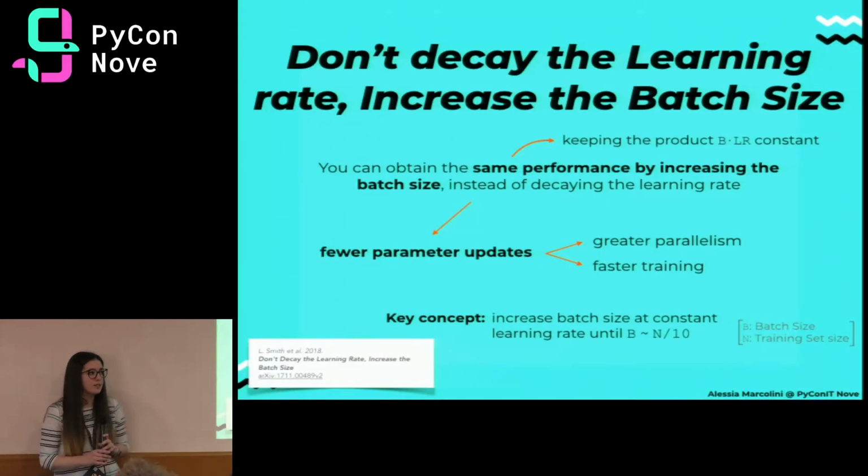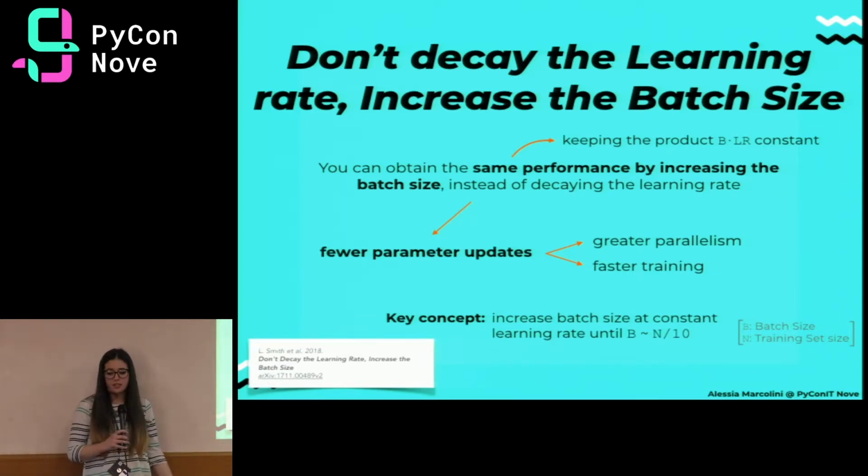In particular, Leslie Smith said that you can obtain the same learning curve on both training and test set by increasing the batch size during training instead of decaying the learning rate. This approach reaches equivalent classification accuracy after the same number of training epochs, but with fewer parameter updates. Diving into details, when the learning rate drops by a factor of x, you increase your batch size by x, keeping the product of batch size and learning rate constant.